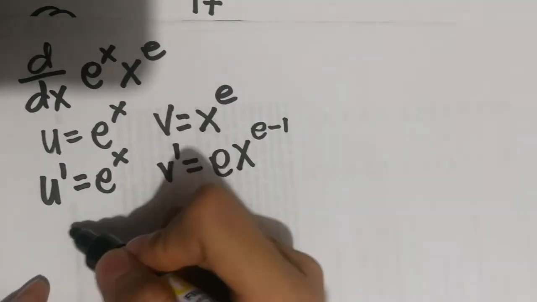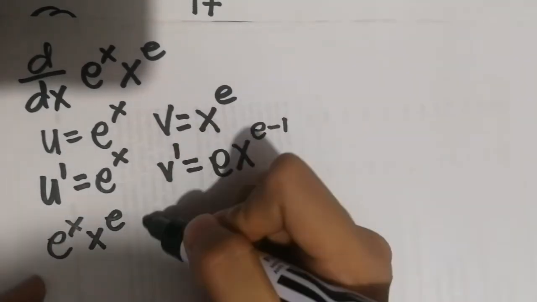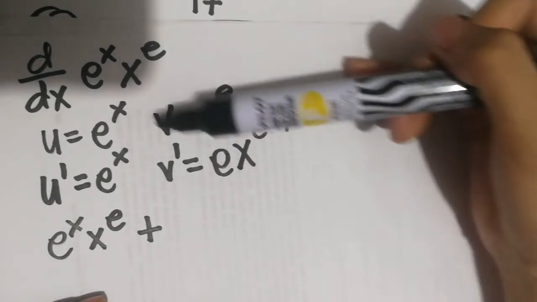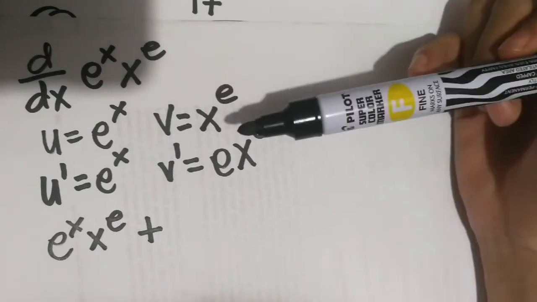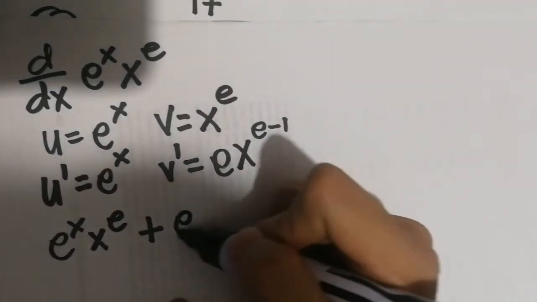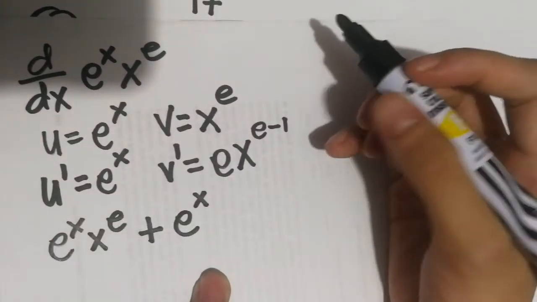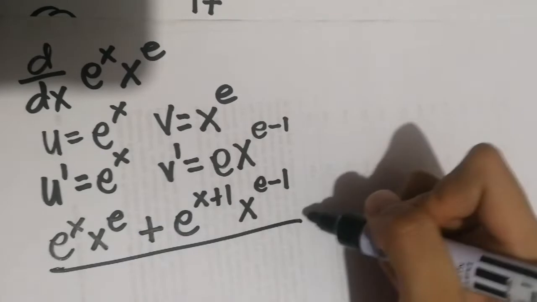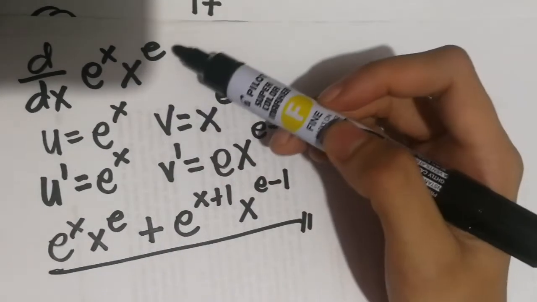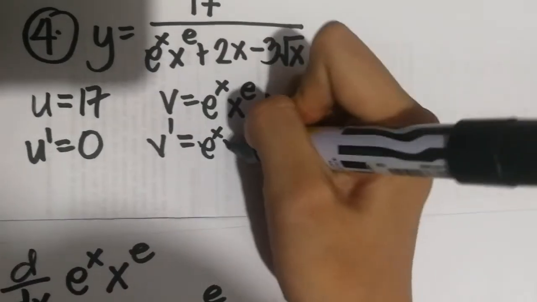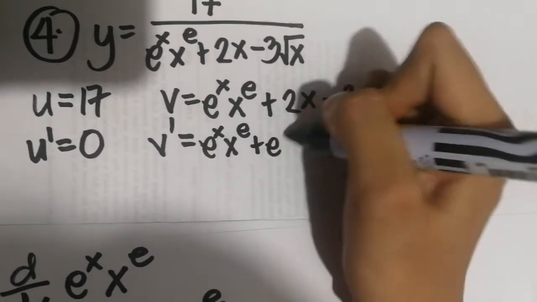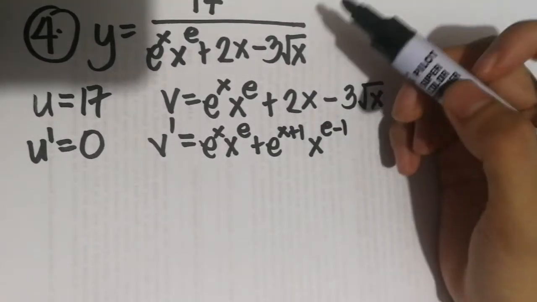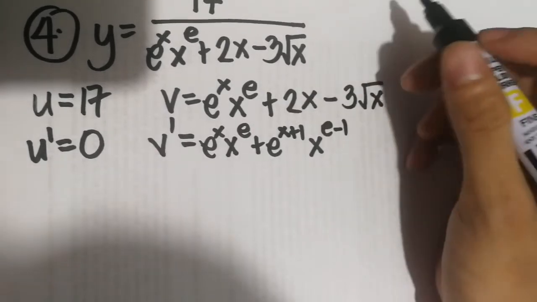Then, cross product, we have e to the x times x to the e plus, so multiply e to the x times e. Okay, so we have to add their exponents. So it will now become e raised to x plus 1 times x to the e minus 1. So this is the derivative of e to the x times x to the e. So we have e to the x times x to the e plus e to the x plus 1 times x to the e minus 1. Okay, for second term, the derivative of 2x is 2.